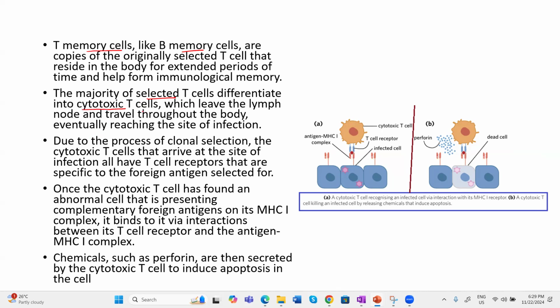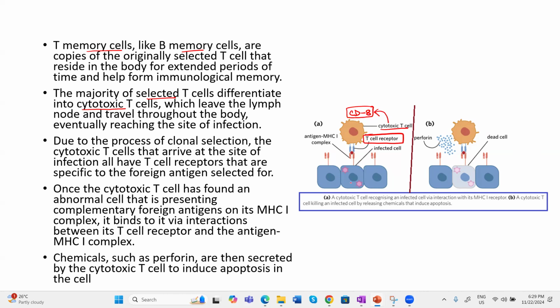Now, cytotoxic T cell will have a receptor molecule on the surface. You can see here, there is the T cell receptor, and they will also have CD8. T helper will have CD4, but T cytotoxic cell will have CD8. It is a type of protein which is present on the surface of CD8 cells only.